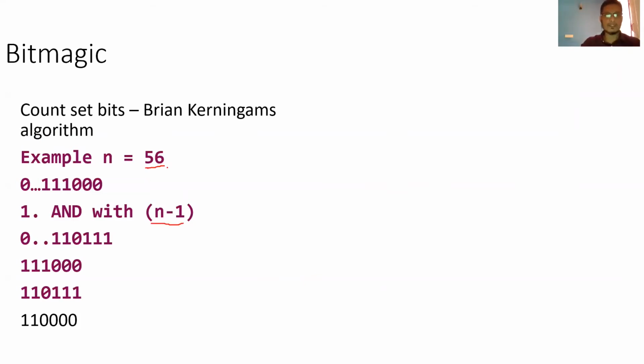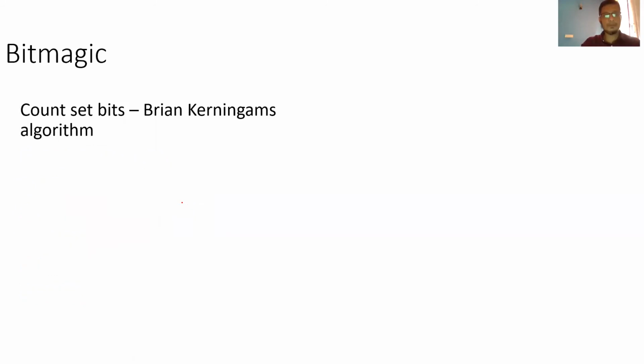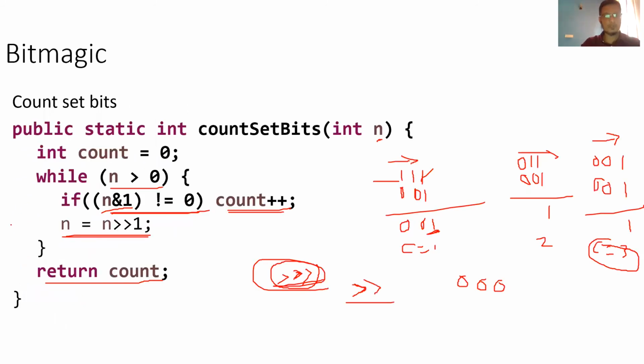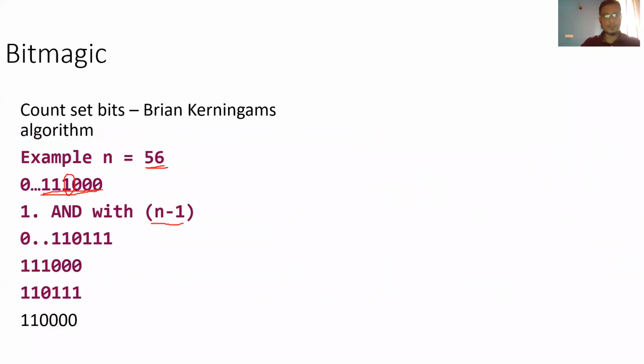For example, 56 is there. When you AND with 55, you are basically trying to check the last set bit, whether it is 1 or 0. Using the previous example, count set bits, how many times are you checking that operation? You need to check 1, 2, 3, 4, 5, 6 times, minimum 6 times. Then only your next result will become 0 and your loop will terminate. So you need to do 6 operations in a while loop.